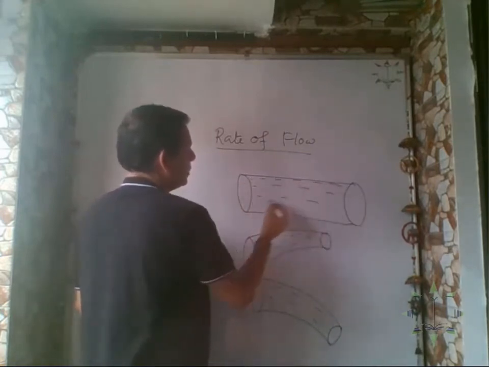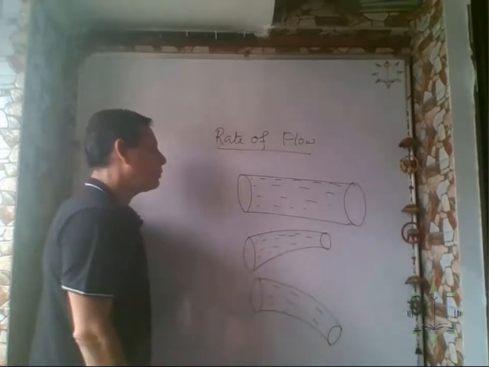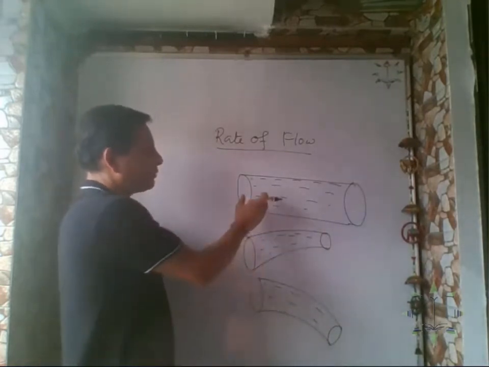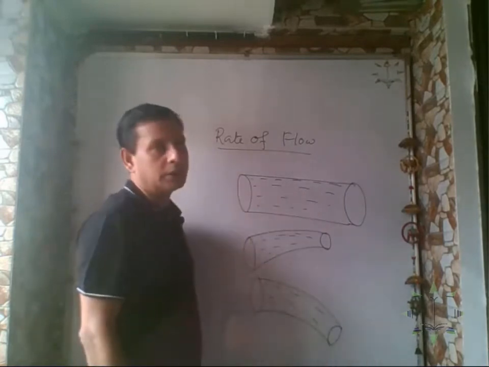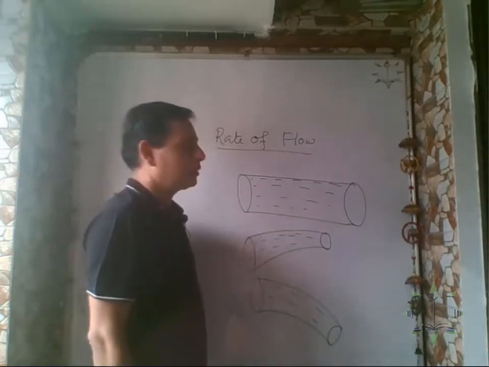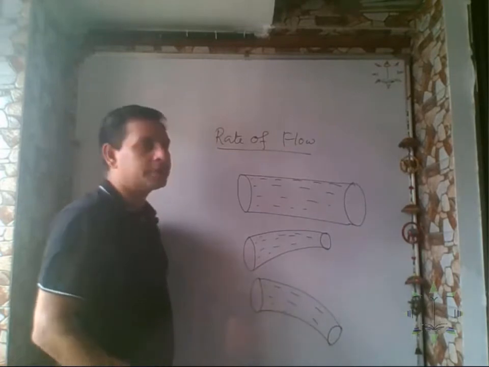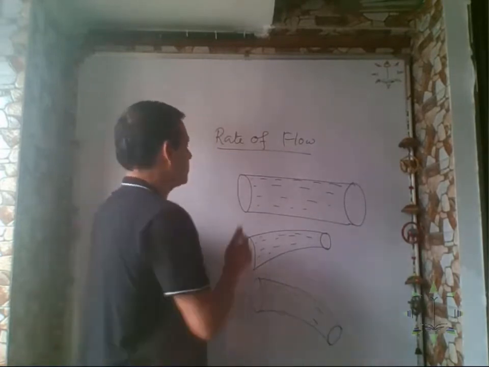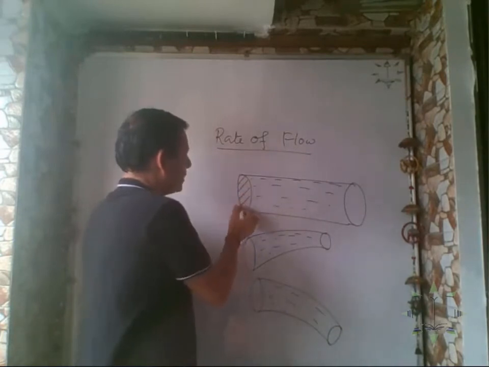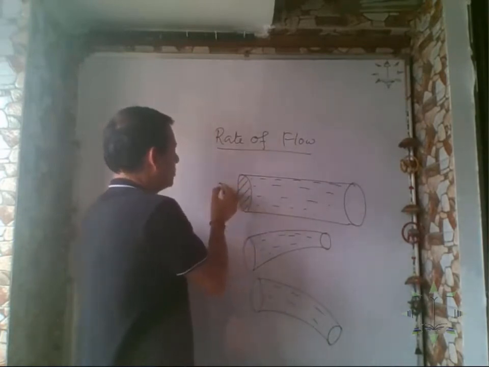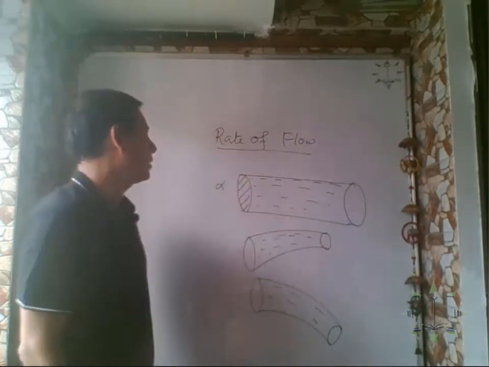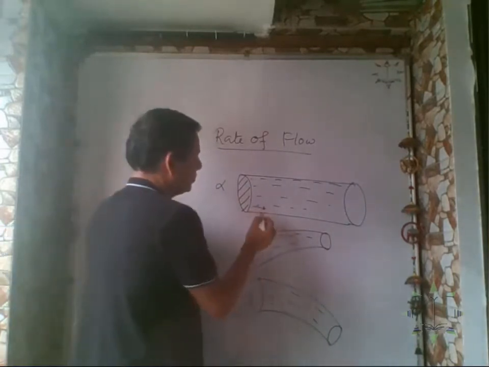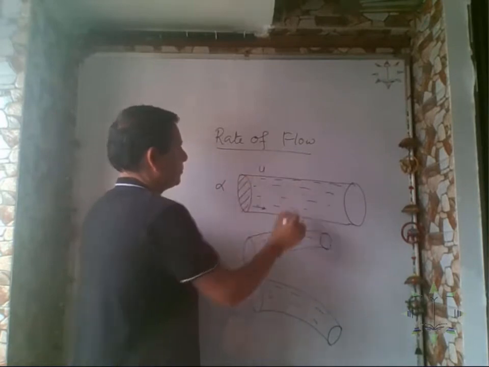Rate of flow क्या है कि per unit टाइम पे, मतलब पर सेकेंड में जितना मास ऑफ लिक्विड फ्लो होता है. Okay, the mass of liquid flowing per second is called rate of flow. So suppose the cross sectional area is alpha, and the velocity of flow is u. U is the velocity of flow.